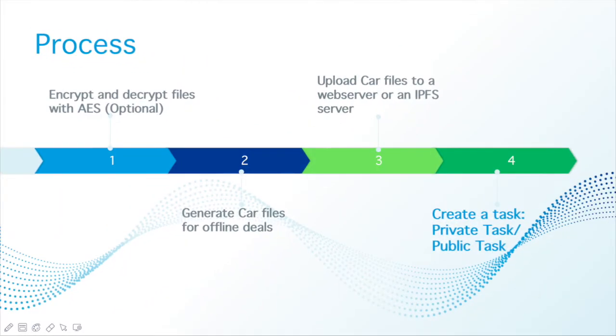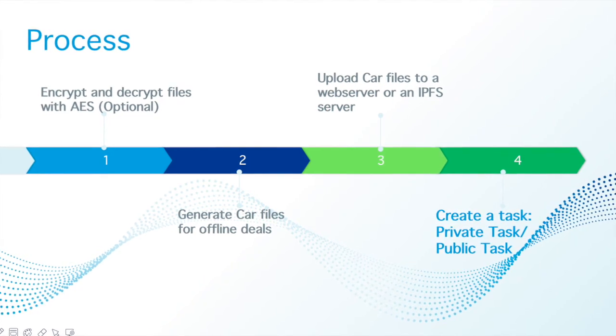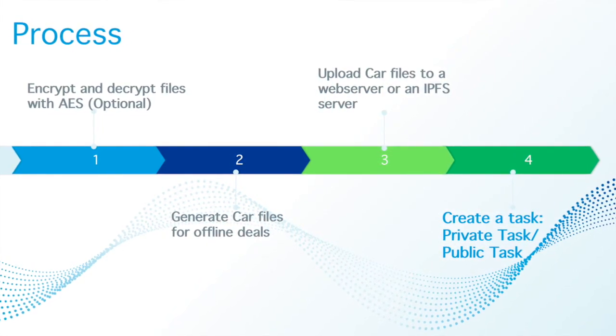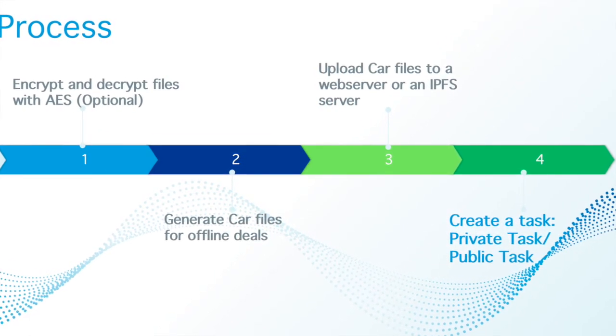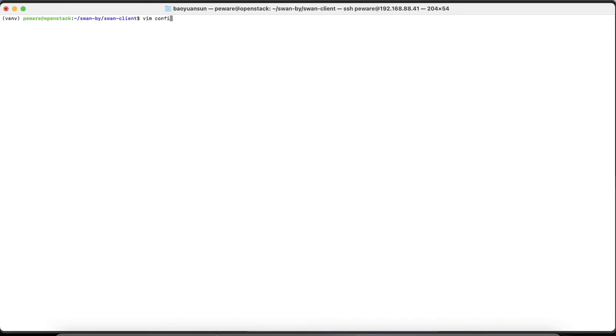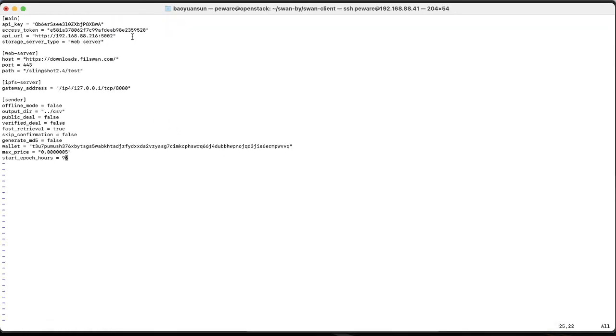Now that everything is ready, we can start the most important part, sending out the deals. You will have two options here. You can either create a private task if you already have a desired provider in mind, or create a public task if you want it open for bidding. First, we need to edit the config file. In the main section, the IP key and access token are available on the FilSwan website. This part can be ignored if offline mode is activated in the sender section.